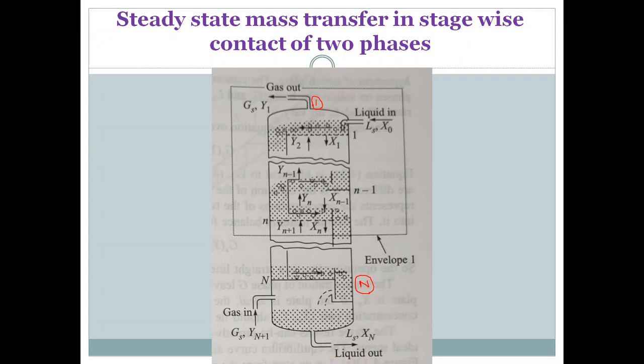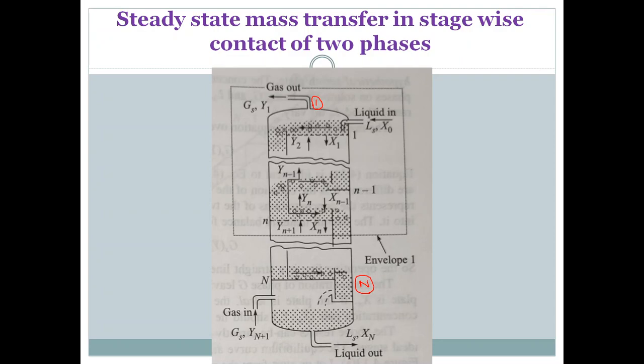Within the same column, within the same equipment, I am creating multiple equilibrium stages by creating multiple trays. Generally the difference between two trays is 1 foot to 3 feet, depending on the floors. I will come to that later in detail.